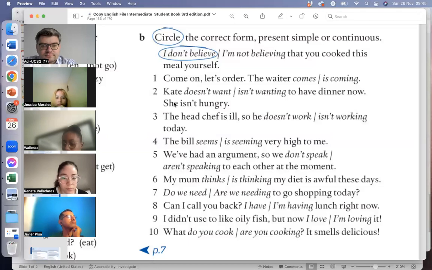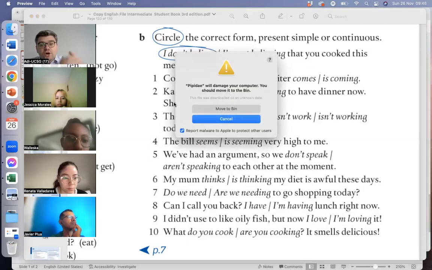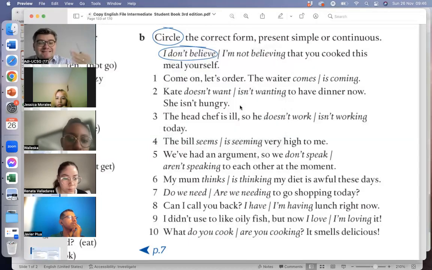Because... refers to... When is the action happening? Coming. The action is happening now. Like you're talking to your partner, saying come on, let's order. We are at the restaurant, so the action is happening right now at the moment of speaking. He's saying, come on, let's order. Look, the waiter is coming. So the action of the waiter coming is happening at the moment of speaking, and for that reason, we are using present continuous. So you're right, is coming.